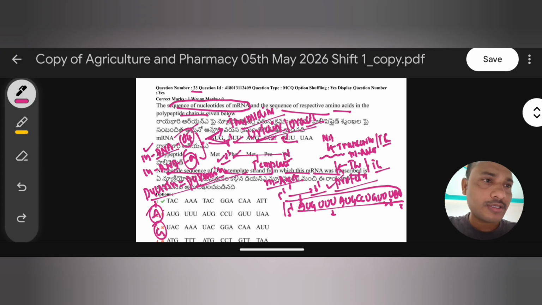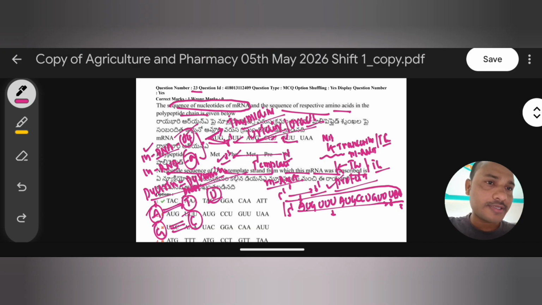So remember, adenine always pairs with thymine in DNA, and in RNA, A pairs with uracil. G always pairs with cytosine only. But adenine in DNA is paired with T, and in RNA adenine pairs with uracil. That is the major difference. If you know this concept, then we can easily identify the DNA sequence of the template strand.